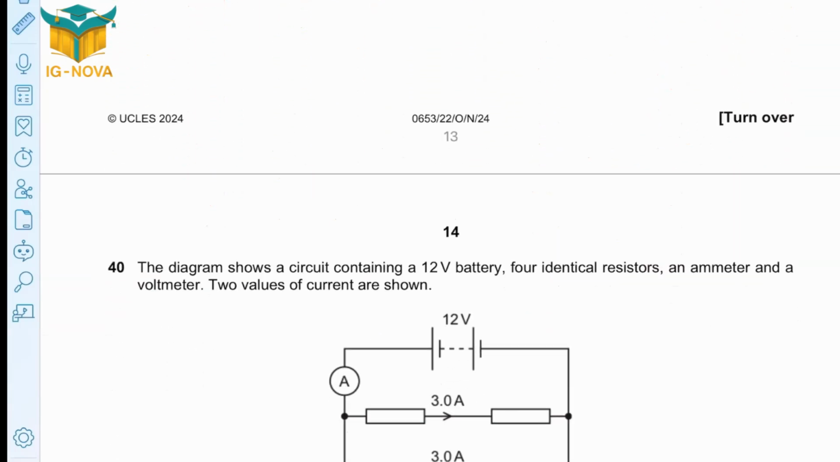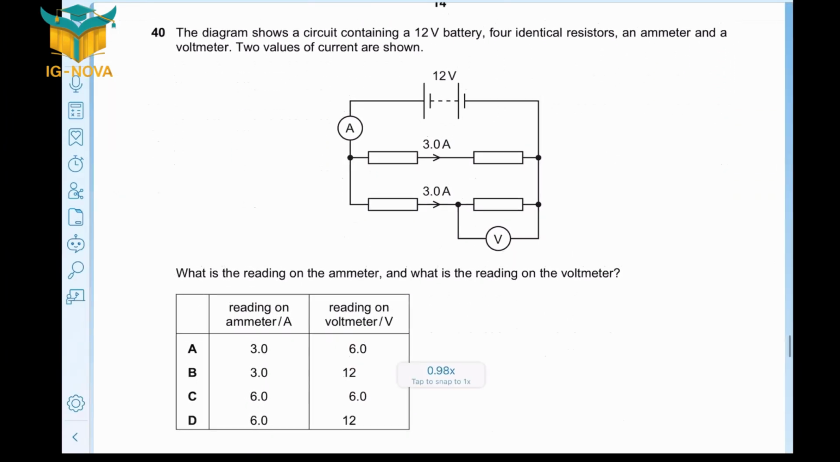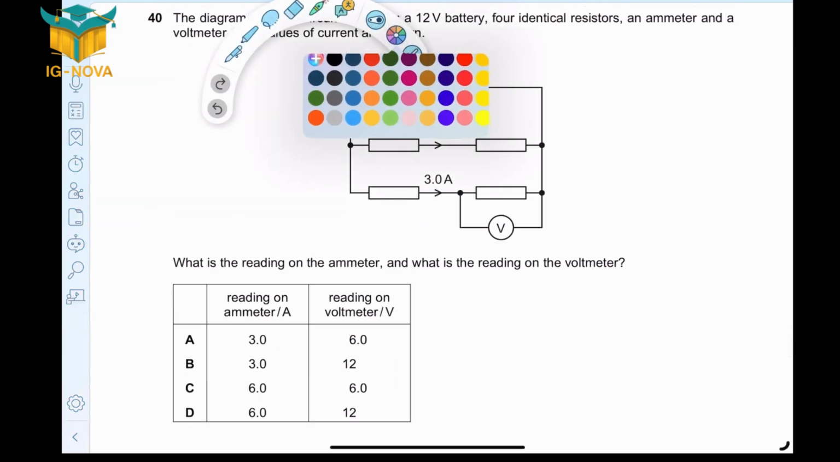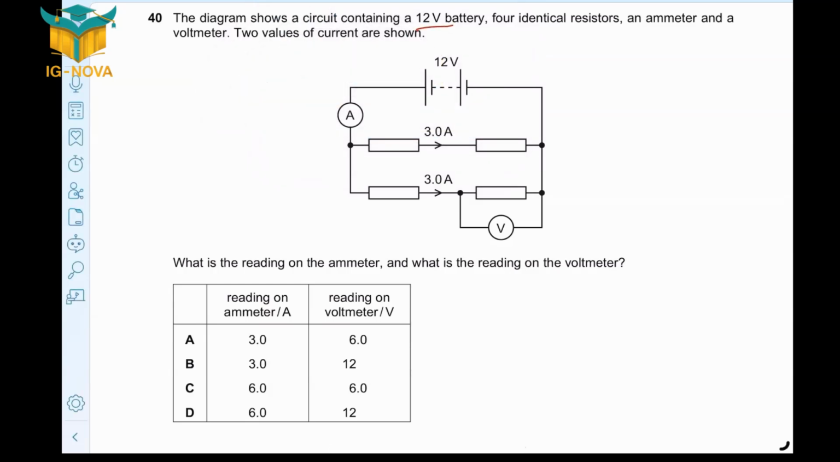Last question, 40. The diagram shows a circuit containing a 12 volt battery, 4 identical resistors, an ammeter and a voltmeter. 2 values of current are shown. It's a normal parallel circuit from this node. What is the reading of the ammeter and the voltmeter? I know at the point of branching the current splits, so 3 ampere total current, 3 plus 3, would be 6 ampere. So I'm going for C or D, canceling A and B.